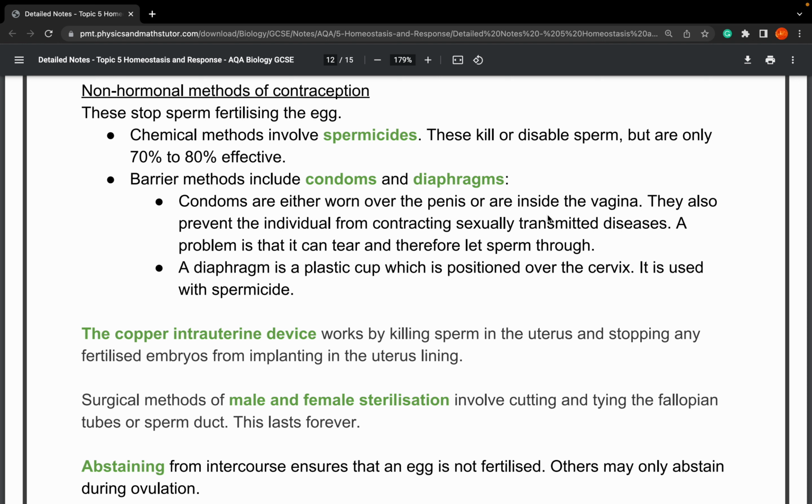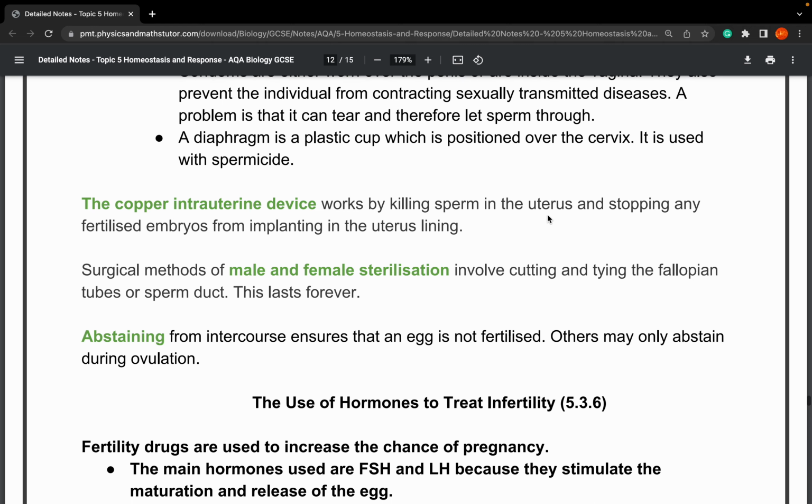For that we have spermicide. Spermicides are chemicals which, when used, kill 70 to 80% of the sperm. The other ones are condoms or diaphragms, which protect by stopping sperm from entering the vagina. Condoms are either worn over the penis or inside the vagina. If it's inside the vagina, it's known as a diaphragm. They also protect from sexually transmitted diseases like HIV and hepatitis. And a diaphragm is a plastic cup positioned over the cervix, used with spermicide.